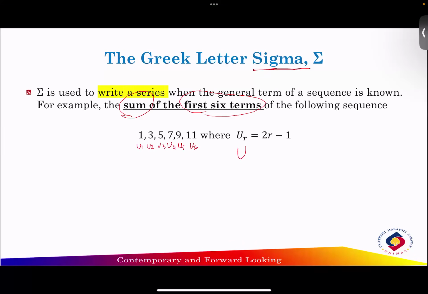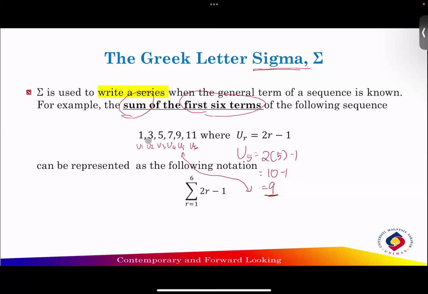Now let's say I go for u5, equal to 2 times 5. You put it here, so it becomes 10 minus 1, which is 9. So u5 is 9. Is that true? Yes, u5 is 9, based on this one. But if they ask you to write a series for this one, it will be written like this. Let me explain one by one. How many terms do we have here? 1, 2, 3, 4, 5, 6, six terms here. So this is the formula, and then this one is r equal to 1, so we start from the first one.